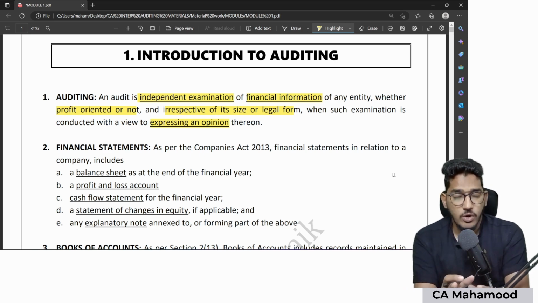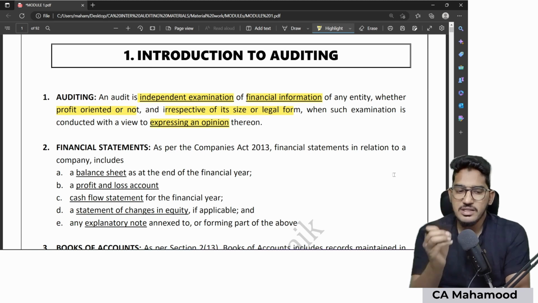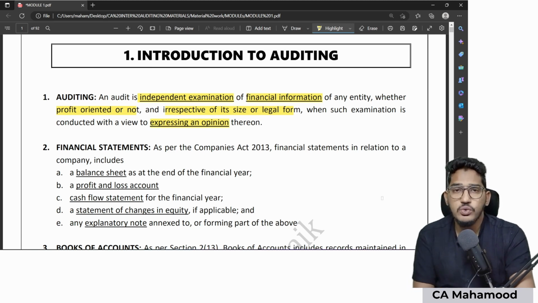So how has the term audit been defined? It is an independent examination of financial information of any entity, whether or not profit oriented, irrespective of its size or legal form, when such an examination is conducted with a view to express an opinion thereon.